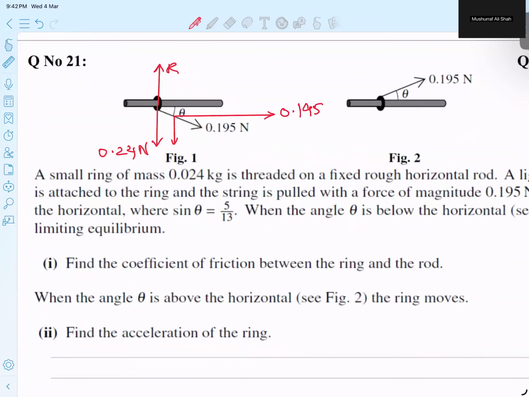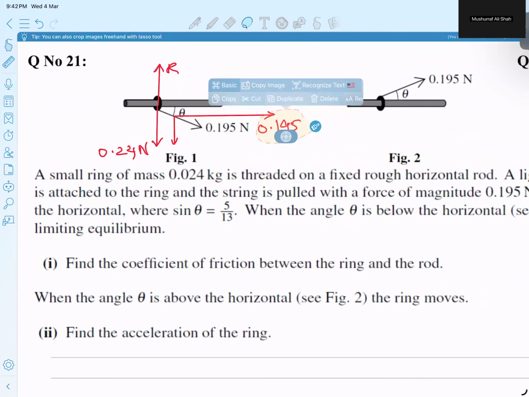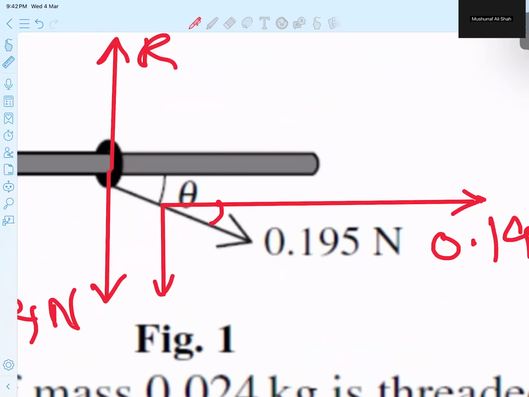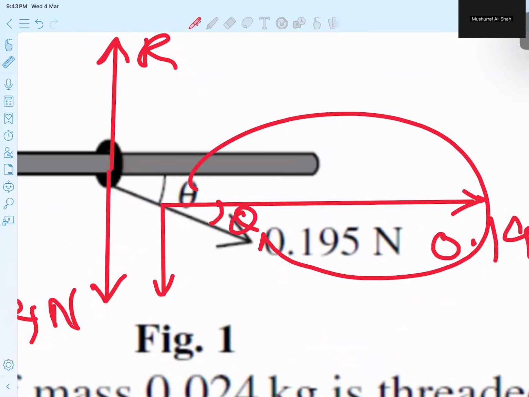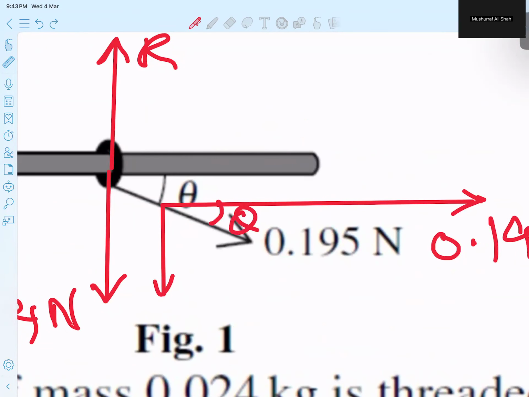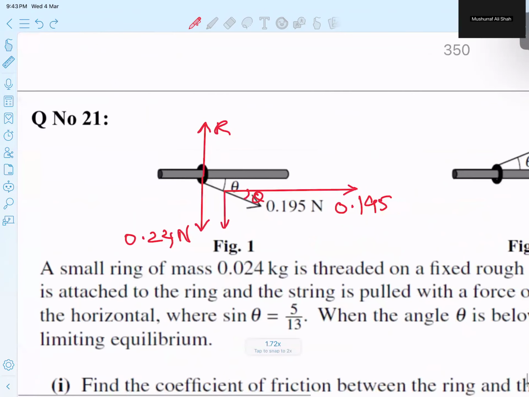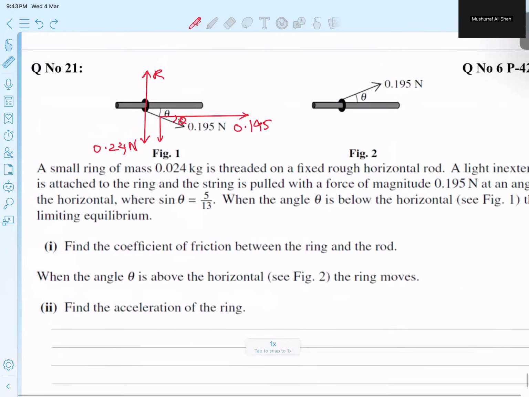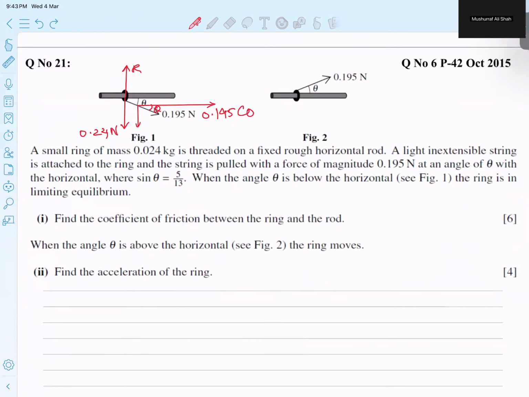So this is 0.195 cos theta, because the angle given is theta here. And for your knowledge, if the angle theta is given here and there is no angle given there, the component with the angle is cos and the one without the angle is sine. We have done this in the chapter on forces in equilibrium. So here I'm writing cos theta. And what about this force? I'm writing here 0.195 sine theta.